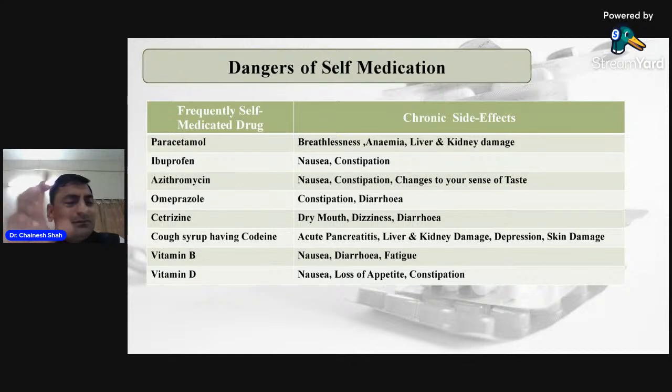omeprazole long-term use, we just say, oh, I am having acidity, I will take this medicine, a proton pump inhibitor. Understand, its chronic side effects are constipation and diarrhea. Right? Why now? Omeprazole. See, understand. When you start taking omeprazole, at the sudden state it will inhibit the proton pump. It acts in three ways. One is acetylcholine, another is gastrin, and the third is the proton pump.